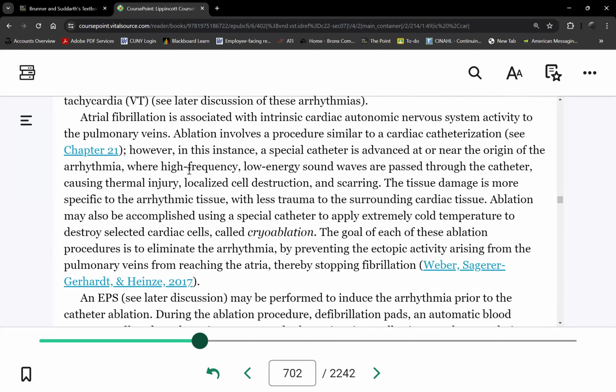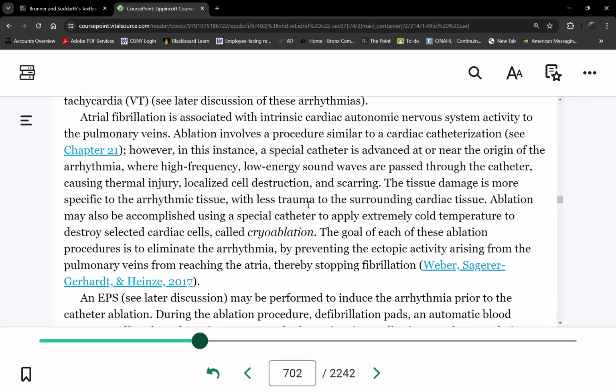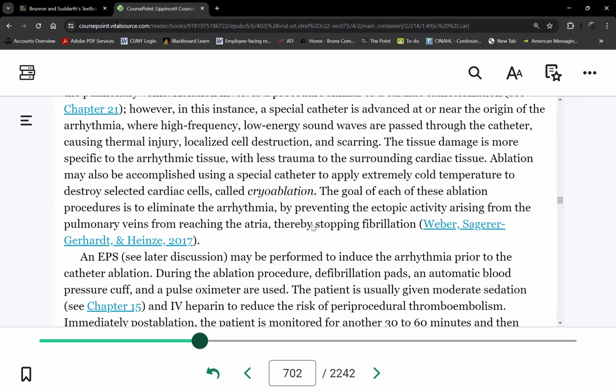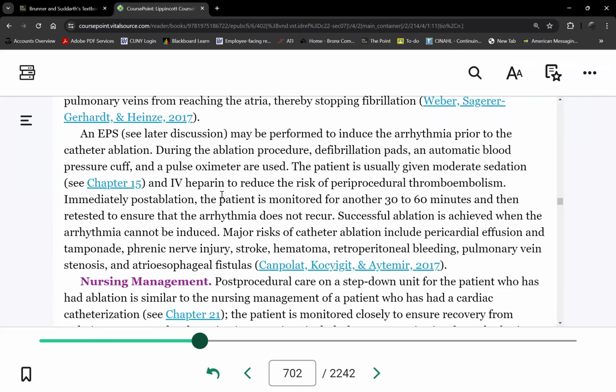Complication of this here. So this is what they do. High frequency, low energy sound waves are passed through the catheter, and then they will destroy those cells, right? And here's EPS. Now, a complication here is, could we accidentally burn normal tissue? Yes, we could, because it's in the right atrium most of the time. Can we possibly burn the SA node? Yes, that's a possible complication.